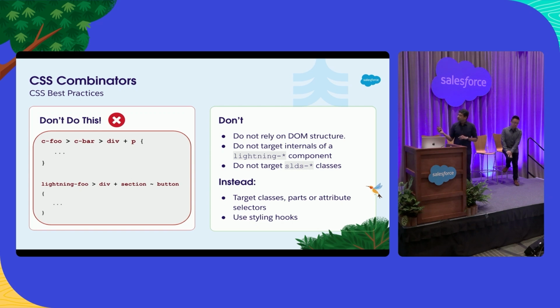Another thing we don't want to do, that we just spoke about in the styling hook section, is to target SLDS classes, because that will lead to unexpected behavior. Instead, what you want to do is to target classes or parts or attribute selectors, because even if the DOM structure does change, those classes or parts or attribute selectors are still likely to remain in that markup. But even better if you're able to use styling hooks, because this is our supported API.